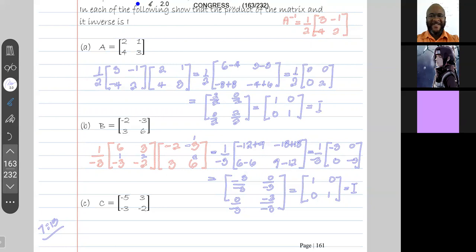So what we need to remember from here is that whenever you multiply a matrix by its inverse, you get the I matrix. And when you multiply the I matrix by a matrix, you get back the matrix. Multiplying by the I matrix is the equivalent of multiplying an integer by 1. When you multiply an integer by 1, the integer remains the same. When you multiply a matrix by the I matrix, the matrix remains the same.